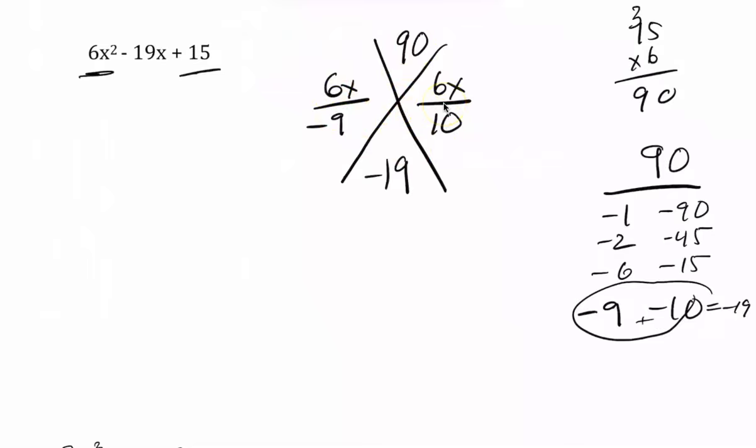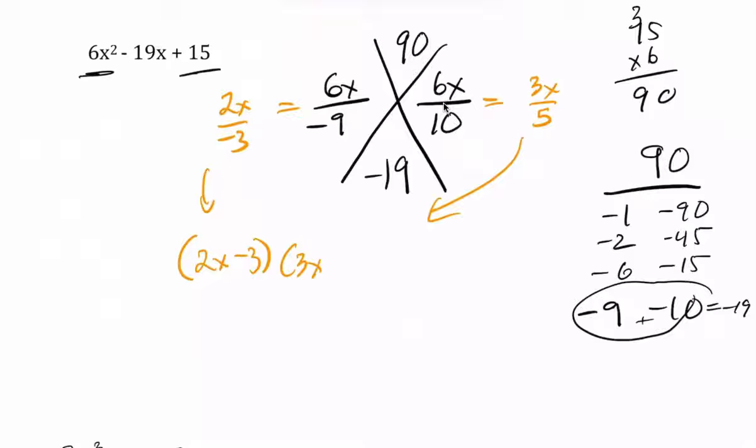So if I reduce this, I divide both by 2, so I get 3x over 5. Reduce this, divide both by 3, you get 2x over negative 3. We could rewrite this. This is 2x minus 3. And this will be 3x plus 5. And you factored it. Remember, you can always double check your work by multiplying it back out.